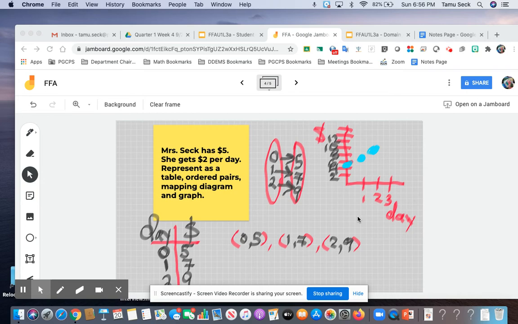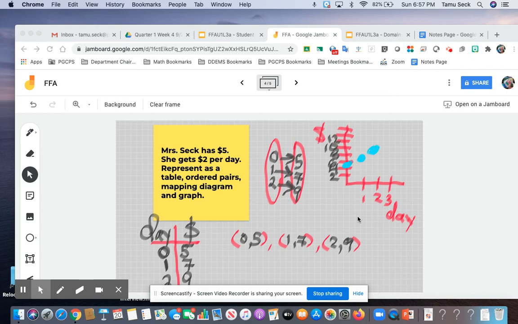This one is a function because every input has exactly one output. Notice the inputs don't repeat. But let's look over here. Over here, 2 has one output, 5 has one output, and 11 has one output. So this is a function.